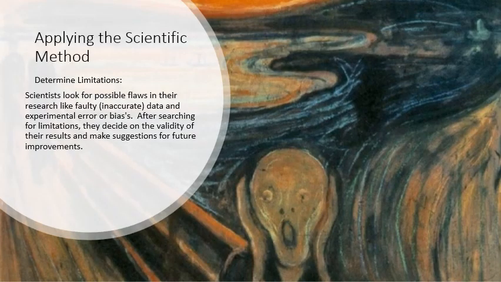After you've come up with conclusions, you need to take a critical look at your experiment again to really figure out your limitations. Look for possible flaws. Look for inaccurate data. Look for bias, especially if you thought something would happen and you impose that onto the system. Once you search for limitations, you can decide on the validity of your results and make suggestions for future improvements. You can come up with a new question. You can begin the process again.